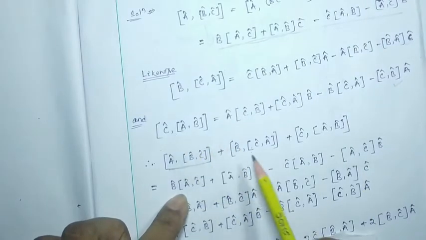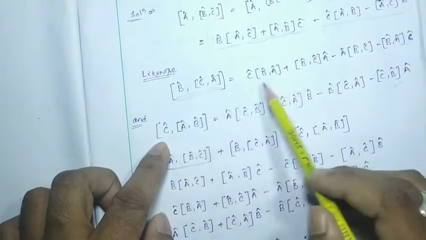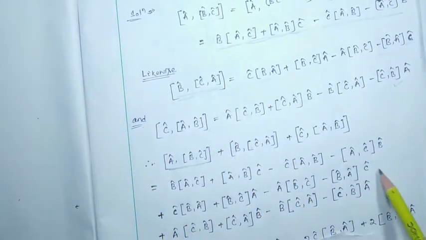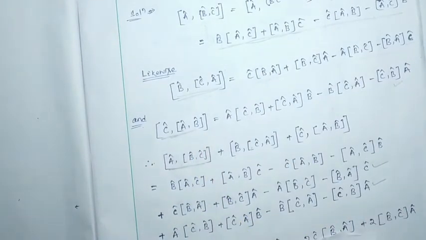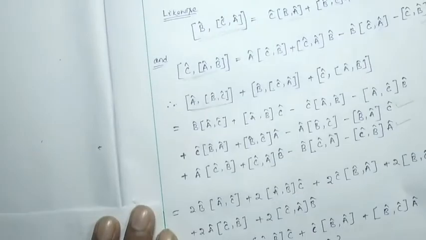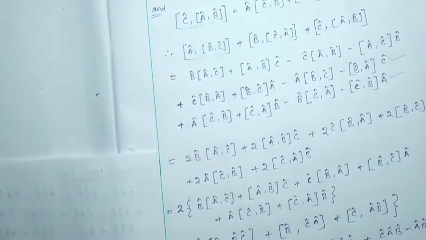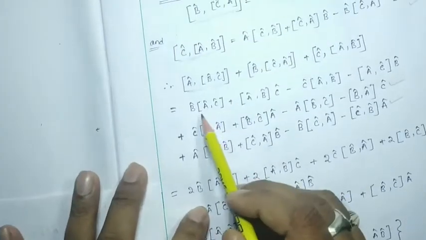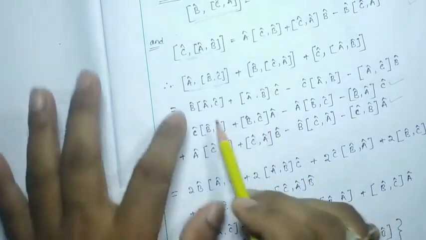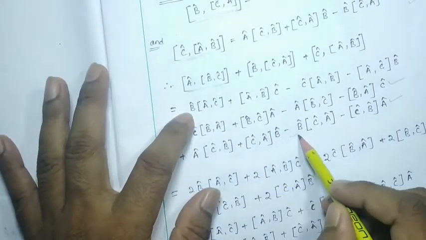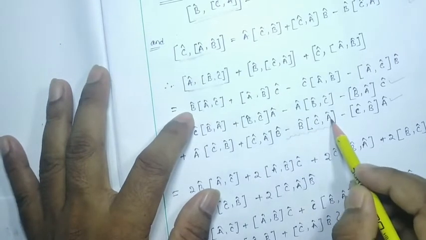Next, instead of b cap and c cap a cap, I have to write these 4 terms over here. Okay, next for this one I have to write the 4 terms over here. So here you can see that b cap a cap c cap, okay, b cap a cap c cap. Here another term is here, see, this is minus b cap c cap a cap.